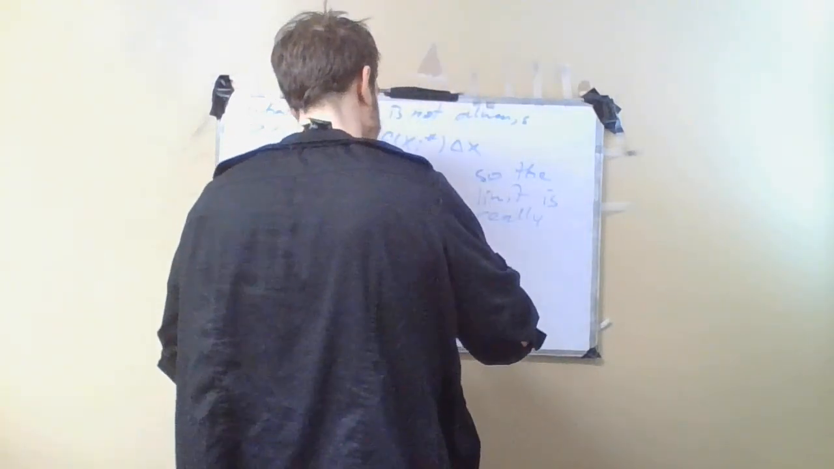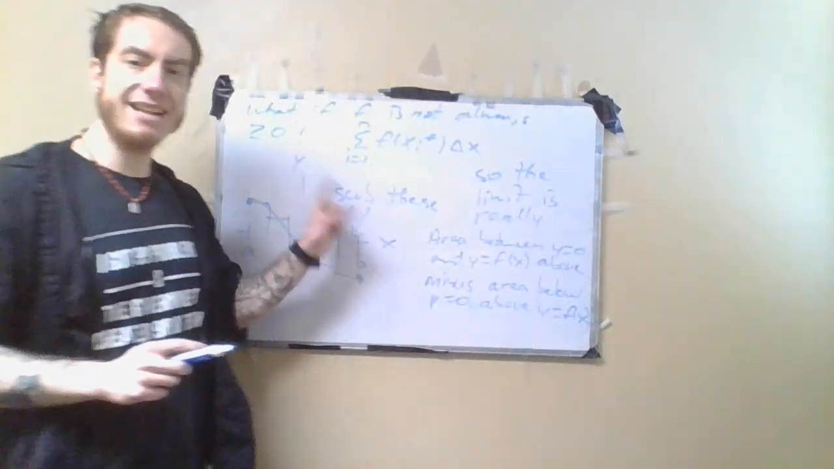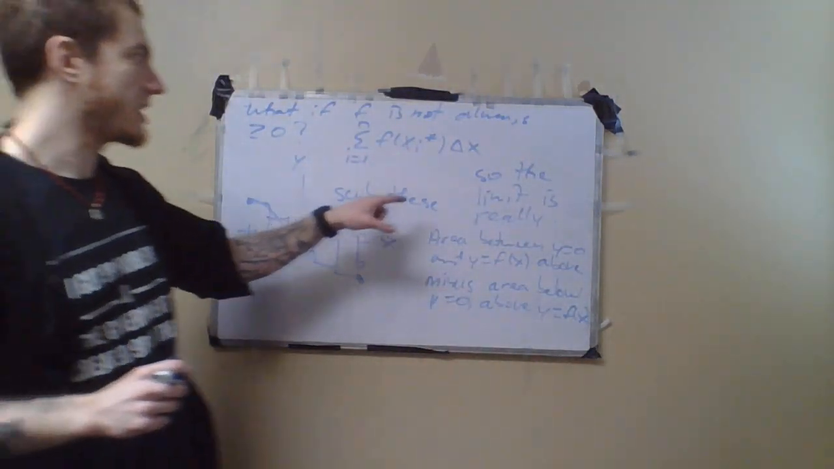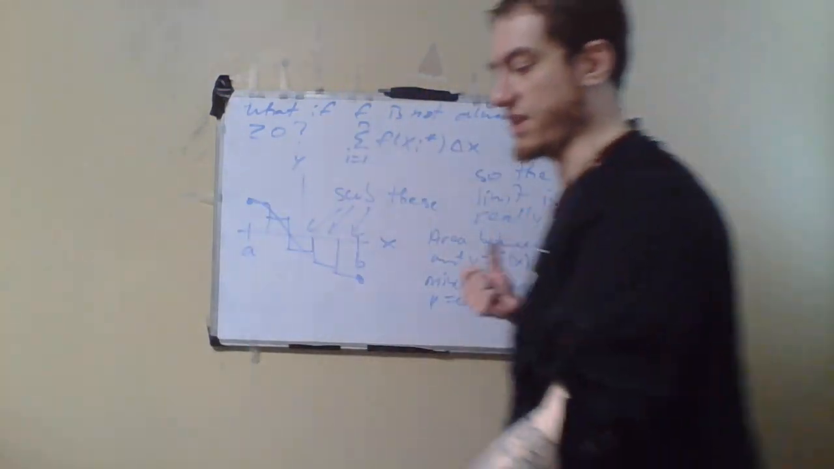Now that might seem like a little bit of a weird thing, because what we're getting in the limit is really the area between y equals 0 and y equals f of x above the axis, minus the area below y equals 0 and above y equals f of x. That's what this Riemann sum is estimating. And the limit would really give us this sort of thing.